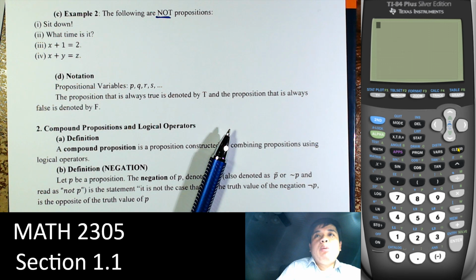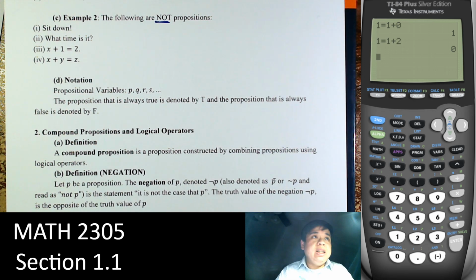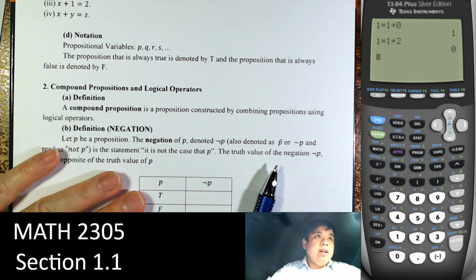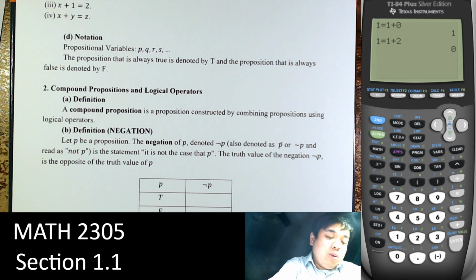So real quick, for example, let's hit second and then test: is 1 equal to 1 plus 0? We know that it is true, right? So the answer is going to be 1. Now I highlight that, hit enter, and this is not true. The answer should be 0, right? So in computer science or on a calculator, true is 1 and false is 0. Of course, we will use the calculator a few more times.